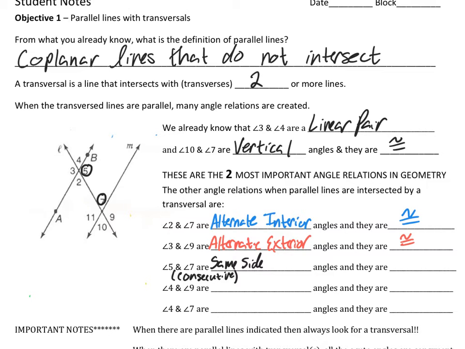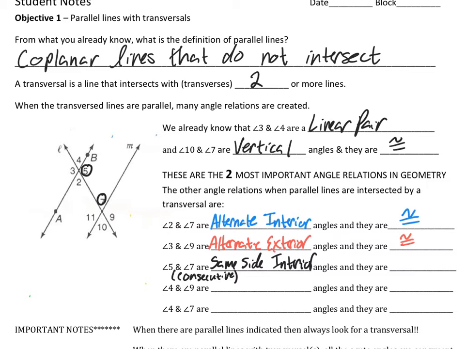right? You might have seen that word when referring to consecutive integers. So it just means they're kind of next to each other, one right after the other. Same side is a little bit more descriptive for them. They're on the same side and they are on the interior. Okay, same side and they're on the interior.